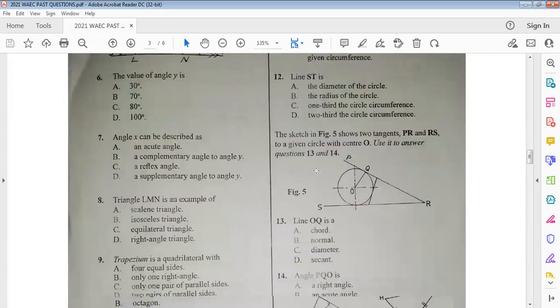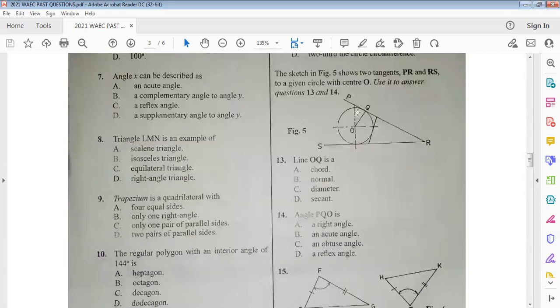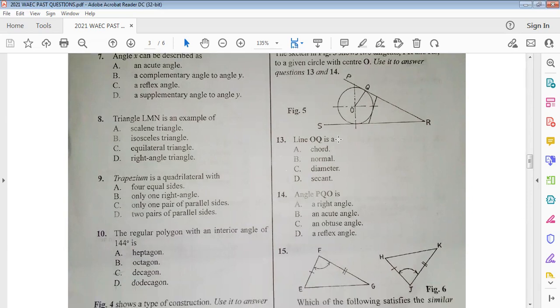Okay, let's come to question 13 and 14. We are using this diagram to answer question 13 and 14. As we have here, the sketch in figure 5 shows two tangents, PR and RS, to a given circle with center O, used to answer question 13 and 14. Question 13 says line OQ is a normal. It's a normal to PR, which is a tangent. So line OQ is a normal to tangent PR.